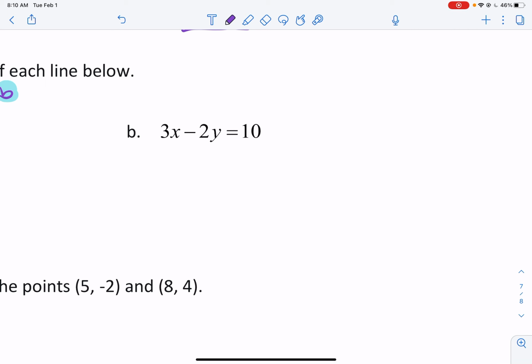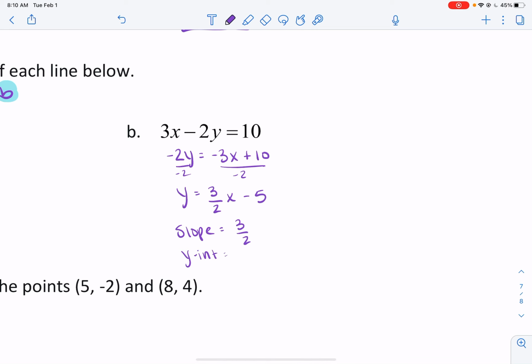This one almost looks like y equals mx plus b, so let's move things around a little bit. Let's subtract that 3 and then divide by negative 2. So y equals 3 over 2x minus 5. So your slope is 3 over 2, and your y-intercept is 0, negative 5.